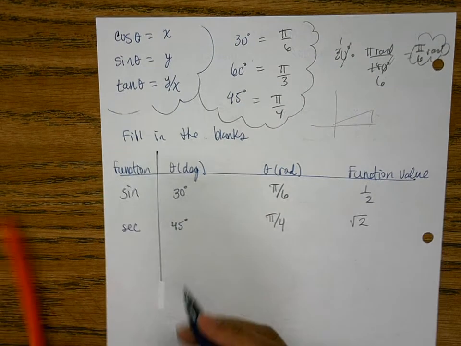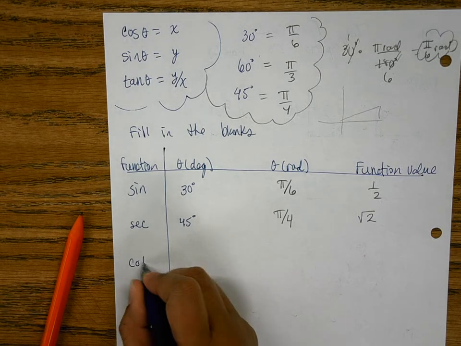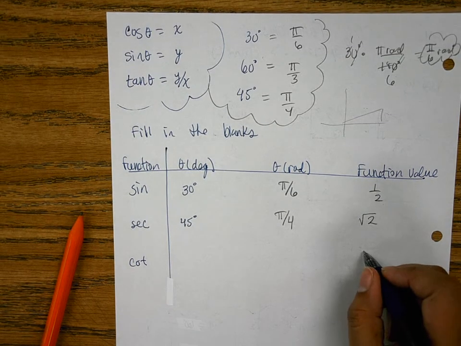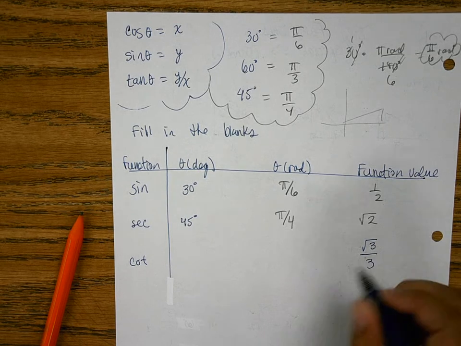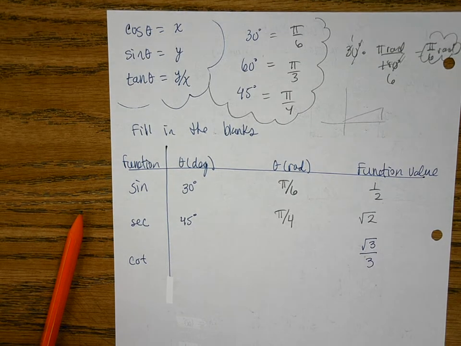All right, next one I'm going to give you is cotangent. And I'm going to give you the answer over here. The function value is root 3 over 3.